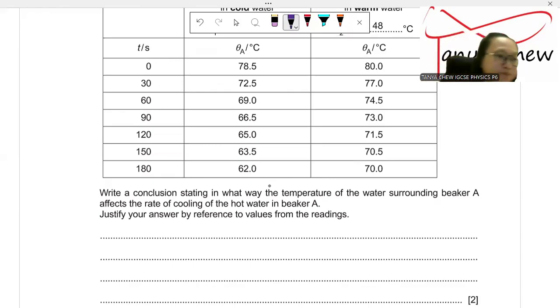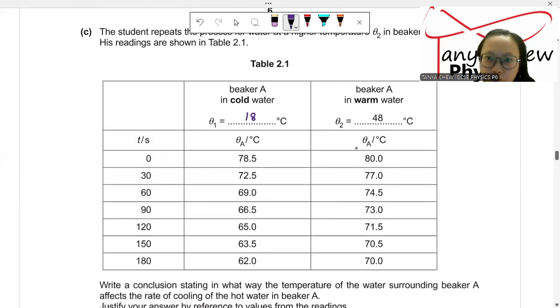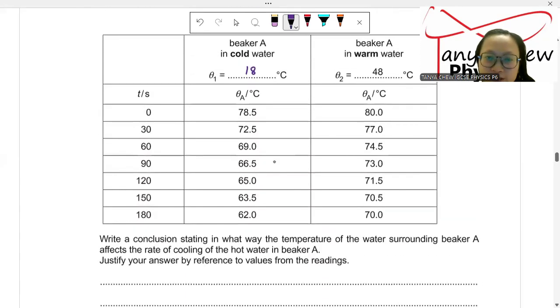I would say that temperature surrounding beaker A. Okay, one is 18 degrees Celsius, the other one is 48 degrees Celsius, right? So I would say that when, now let me find the rate of cooling, right? So let me find from t equal to 0 to t equal to 180. So what is the decrease in the temperature? So I just take 78.5 minus 62, and I got 16.5.